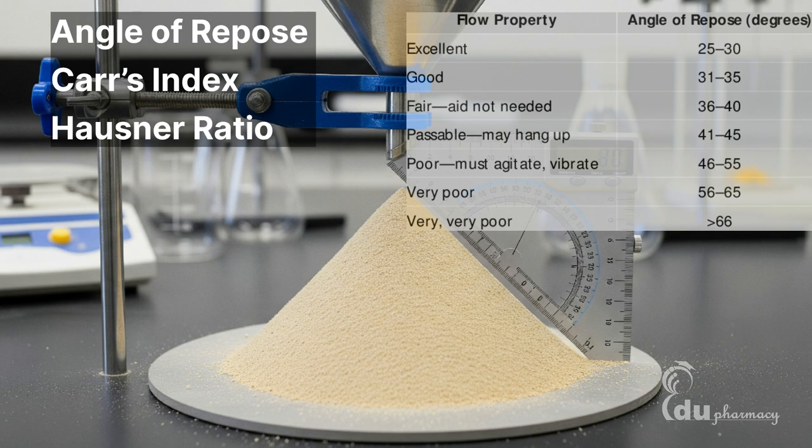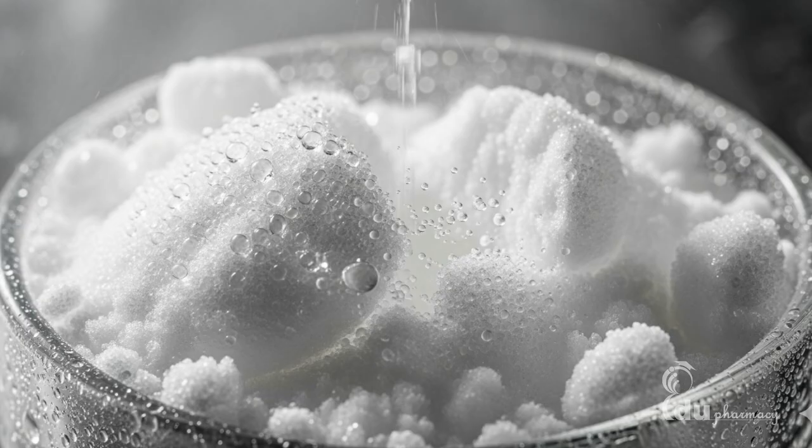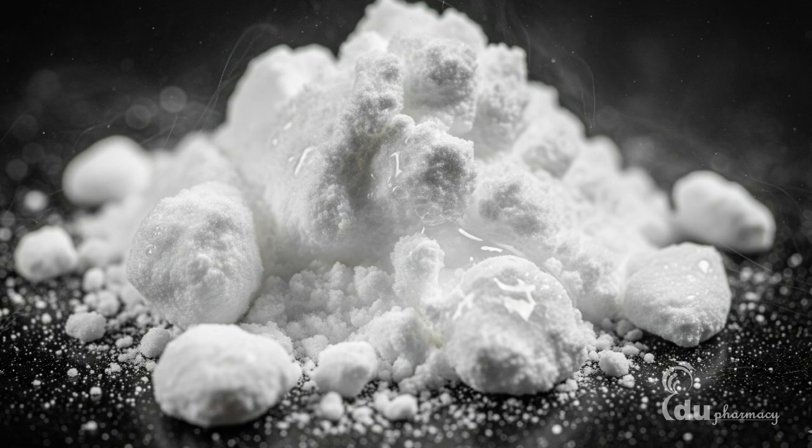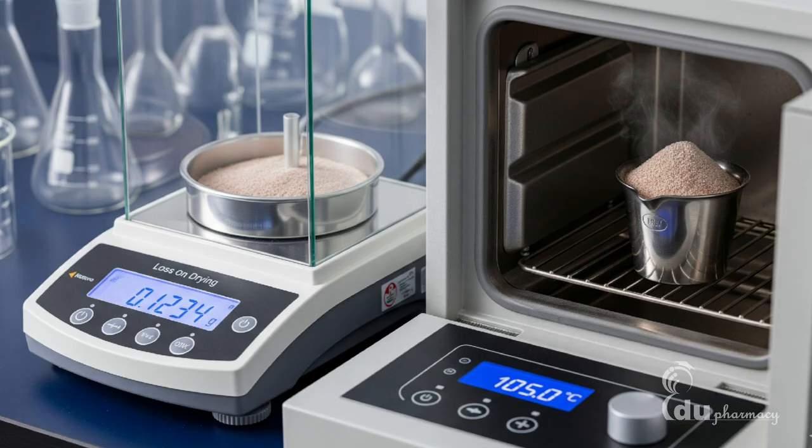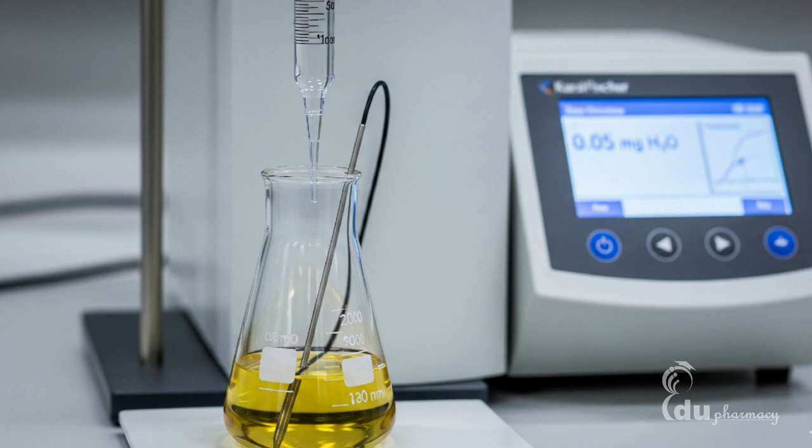Let's not forget about moisture content and hygroscopicity. Some powders easily absorb water from the environment. This can lead to clumping, caking, or even chemical degradation. For example, certain antibiotics and effervescent formulations lose their effectiveness if exposed to humidity. To measure this, techniques like loss on drying and Karl Fischer titration are commonly used.